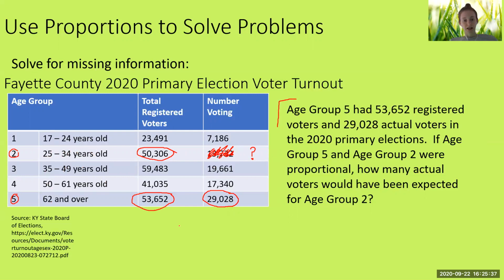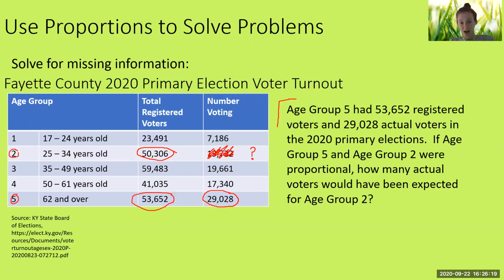So even just by quickly glancing at these numbers, we might be able to make an estimate. I see, looking at them, that the actual number of registered voters is pretty close, right? Age group 2 is 50,306. Age group 5 is 53,652. So if those 2 groups were proportional in their voter turnout, then we would expect age group 2 to have a similar number of voters, similar to 29,028. So probably just a little bit lower because their number of registered voters is a little bit lower. And we know that's not actually the case, right?